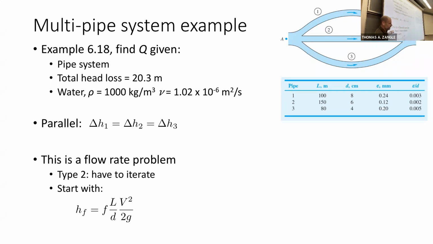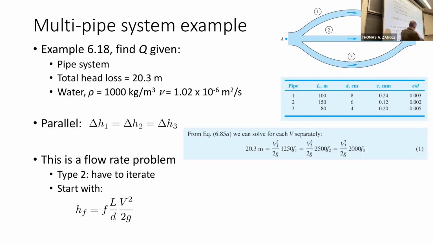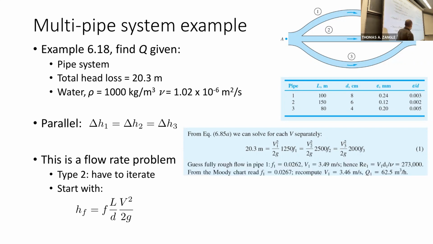In this case, this is a type 2 problem, a flow rate problem. So we're going to end up having to iterate. We're going to start with our HF expression, and in this case, we're going to write this out for each velocity separately, for each one of the pipes separately: V1, V2, V3. Actually, in this case, go through the iterations on all three pipes.